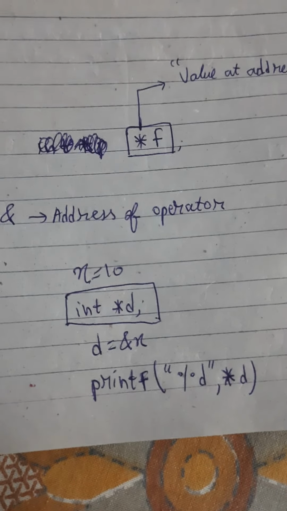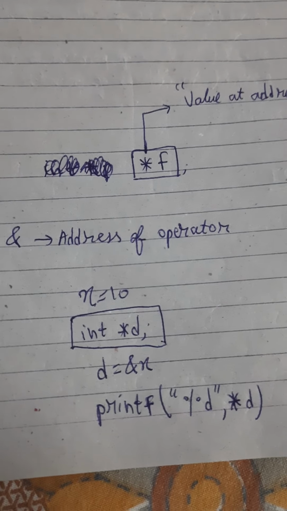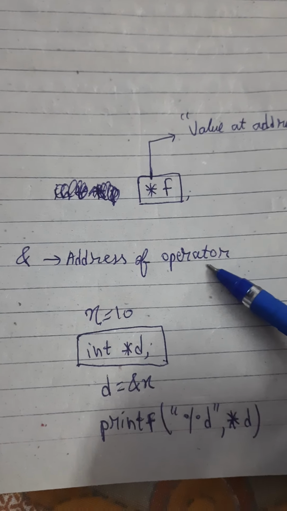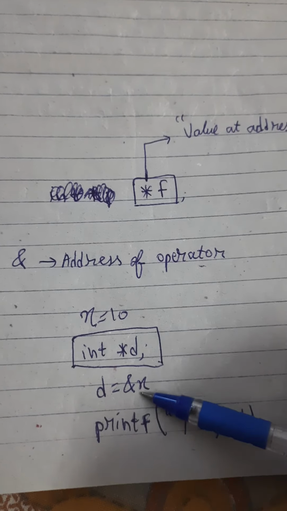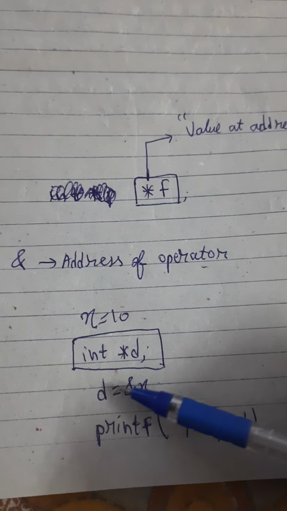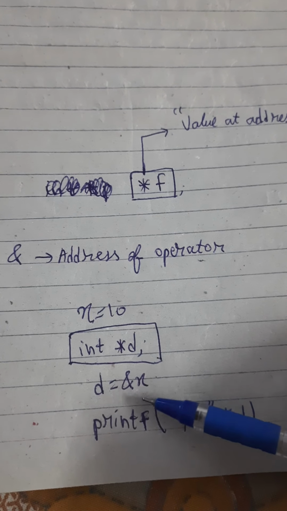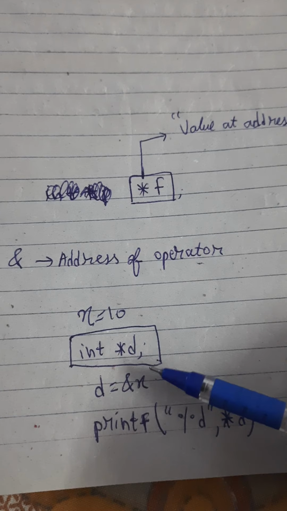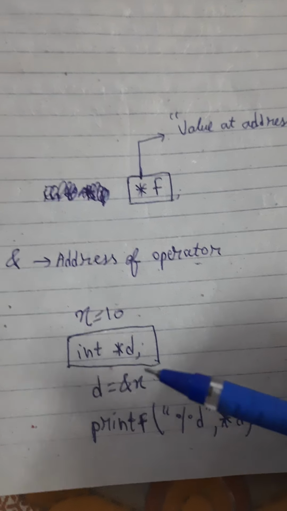If the data type is mentioned before, then this is basically a declaration statement, all right. And d is equal to ampersand x. So what is the ampersand? Here it is the address of operator. So basically d will store the address of x. So that gets stored in d. I have already mentioned that this is an assignment statement, so the right side gets executed first and then it is stored in d, all right.